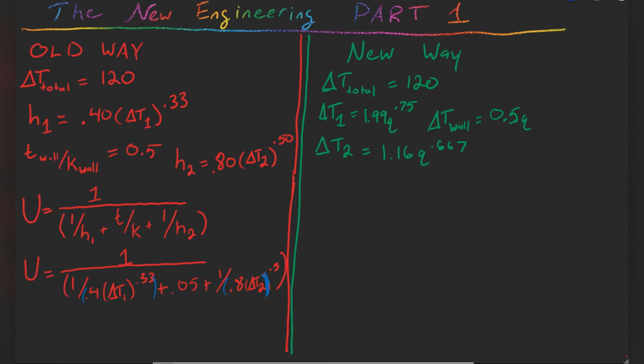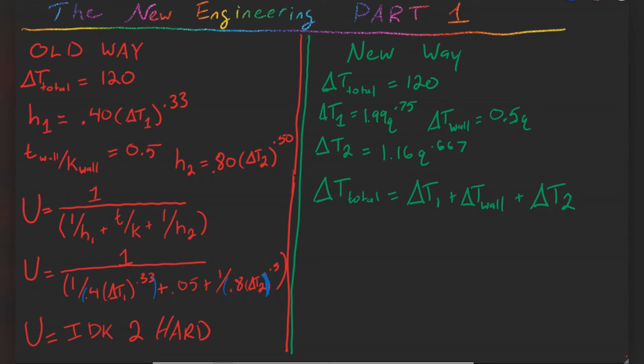It's just too hard. You've got U, and U is a variable in its own right. U is just representative of Q over delta T total. That's a variable. You've got delta T1, delta T2. It's just a pain. The new way, you're getting delta T total equals delta T1 plus delta T of the wall plus delta T2.